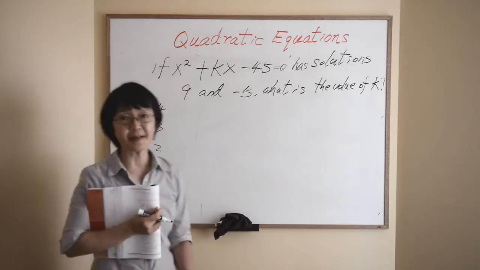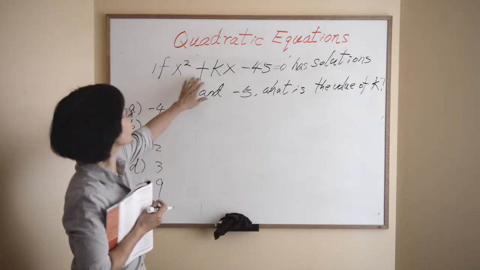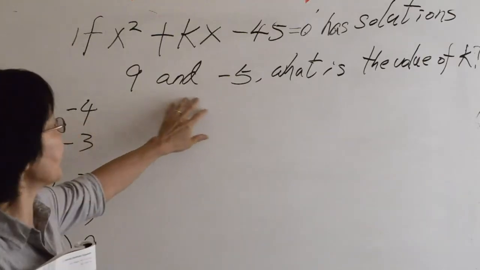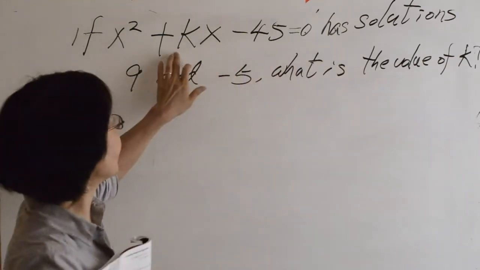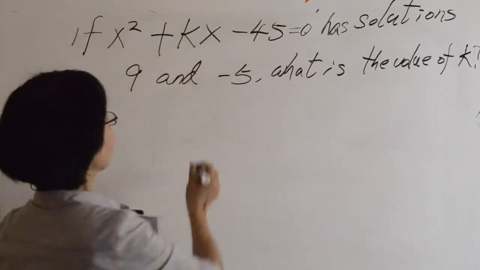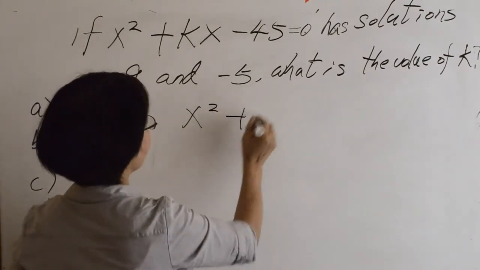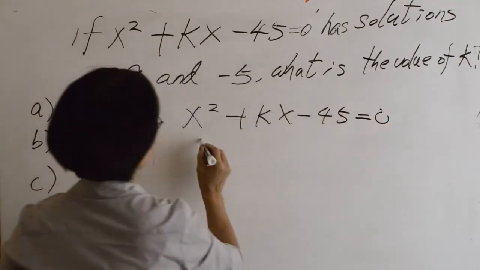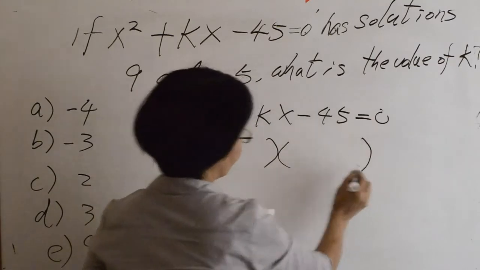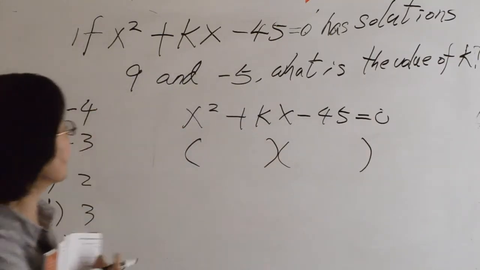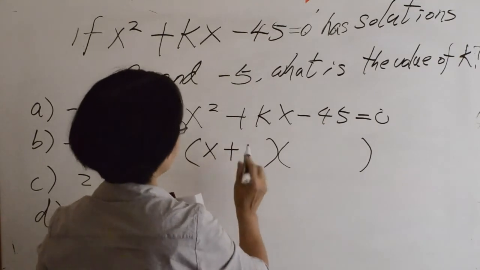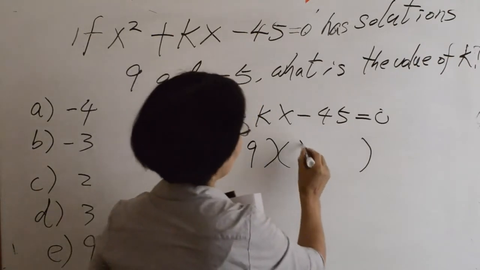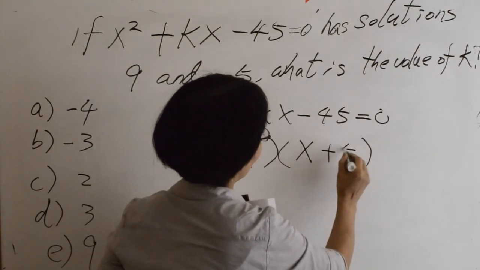Okay, this is the next example here. It says if x squared plus kx minus 45 equals 0 has solutions 9 and minus 5, what is the value of k? This time they want to find out what k is here. So remember, x squared plus kx minus 45 equals 0 could be factored, right, in order to find the solutions. Because the solution is 9, right away we know one of the factors is x minus 9. And the other one is x plus 5, so you know that another one is 5.